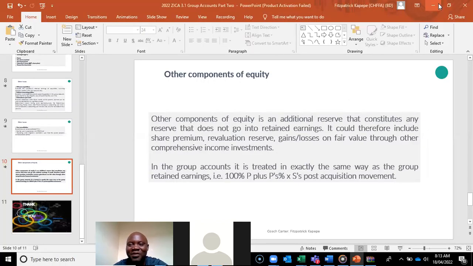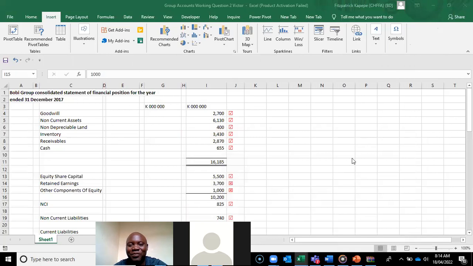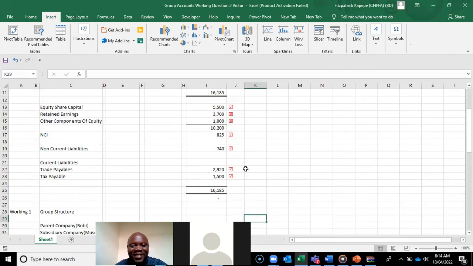So on that one, Victor missed the memo. He did not read the memo. So it caused all these problems. On the NCI, you were on spot.